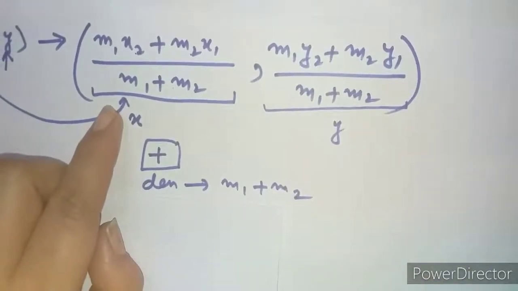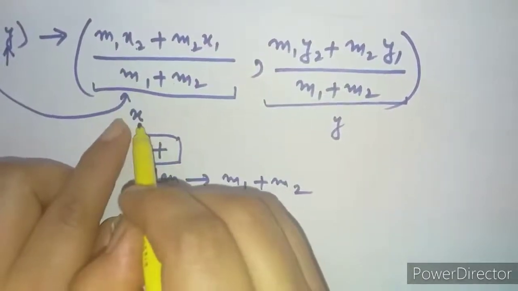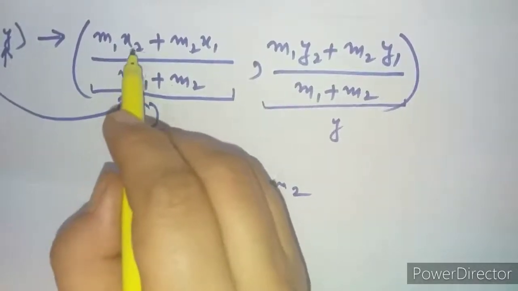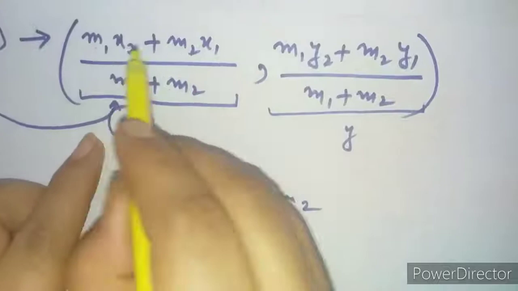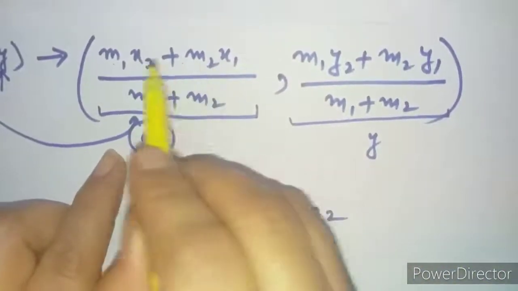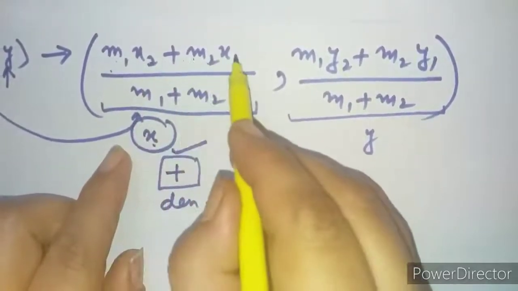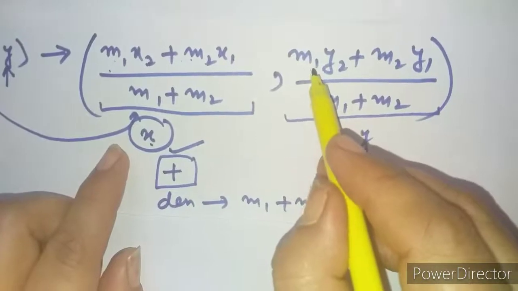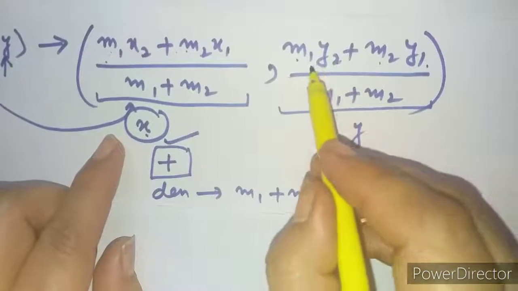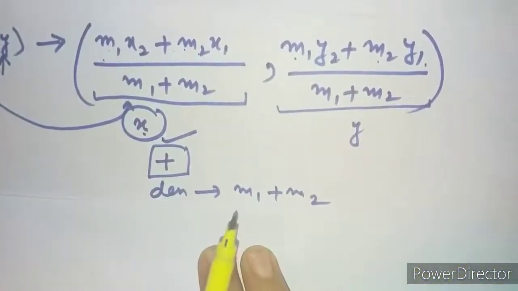Now third important hint is how to learn the numerator part. For x, whenever we have got to write the value of x, numerator contains only the x coordinates: m1 x2 plus m2 x1. See clearly, this is x only. There is no mention of y when we are talking about x. And in case of second part, we have got m1 y2 plus m2 y1, means no mentioning of x in case of y.